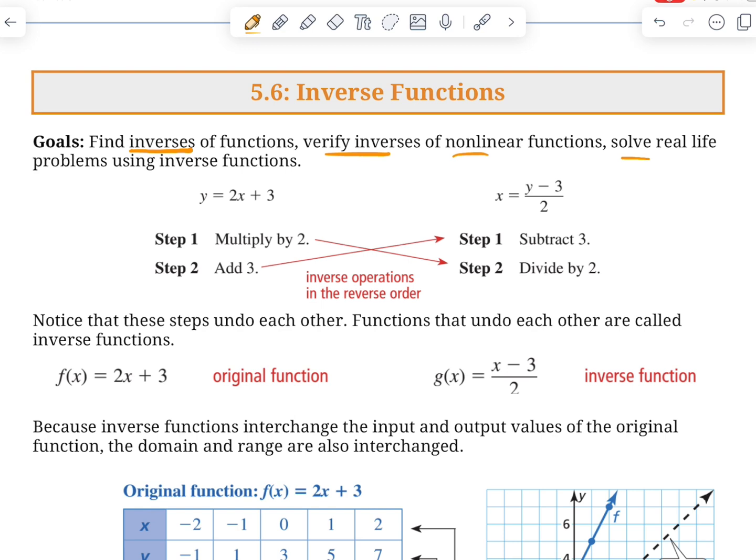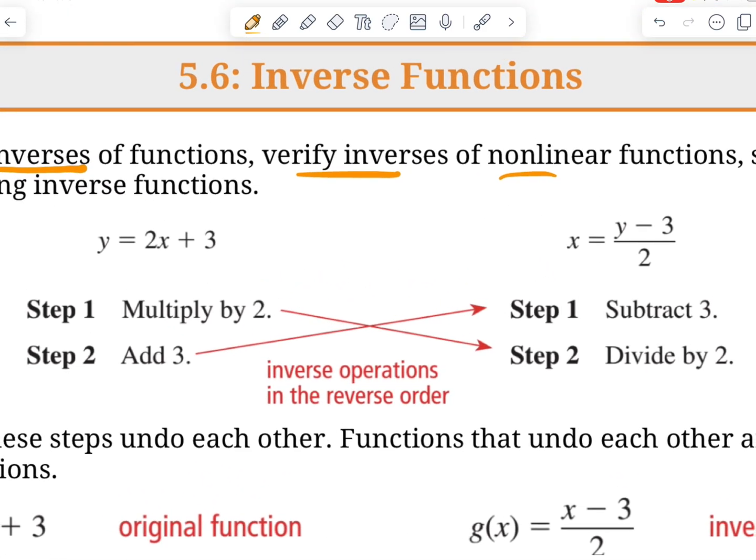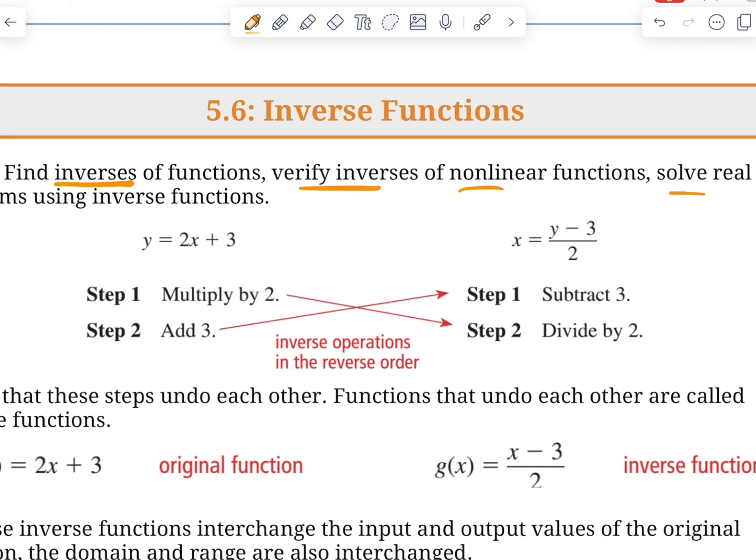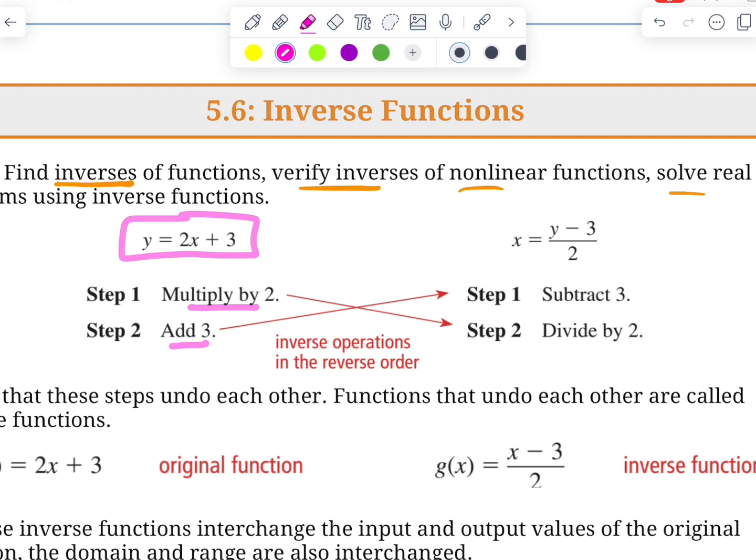All right, so first off, let's take a look. I'm going to zoom in a little bit. Let's take a look at two functions. We have this equation, y equals 2x plus 3, where we're multiplying by 2 and then adding 3. That's the order of our operations. And then we have this other function where we are subtracting 3 and then dividing by 2.